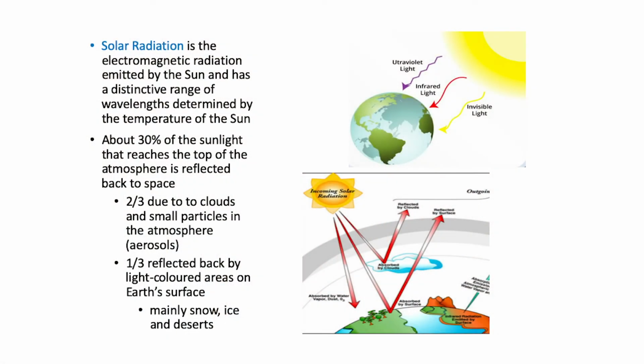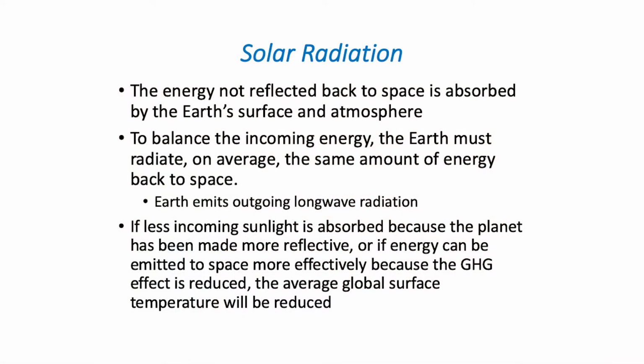So before I start talking about modification of solar radiation, let's recall that solar radiation relates to radiation emitted by the sun in different wavelengths, providing the necessary heat and light for life on Earth. Basically, 30% of the sunlight that reaches the top of the atmosphere is reflected back to space due to clouds and aerosols, and also light-colored areas in the surface of the Earth, such as deserts, snow, ice. The energy that's not reflected back to space is absorbed by the Earth's surface and atmosphere.